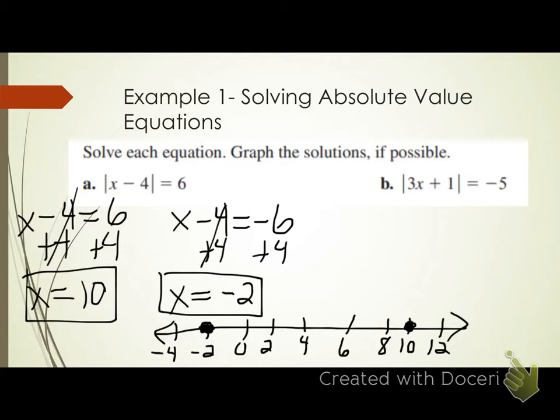Any questions there? Any questions about how I got either of my answers or how I graphed it? How you graphed it? So I just put a point on the number line of each of my answers. So x equals 10, put a point at 10 on my number line. X equals negative 2, I put a point at negative 2. We good? Can I erase and move to B?